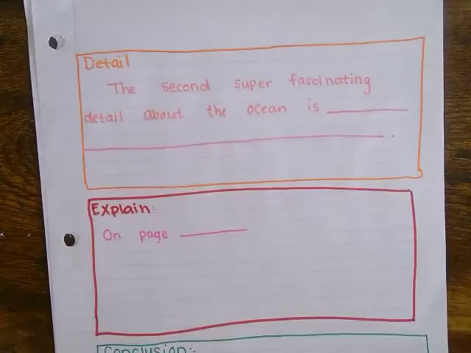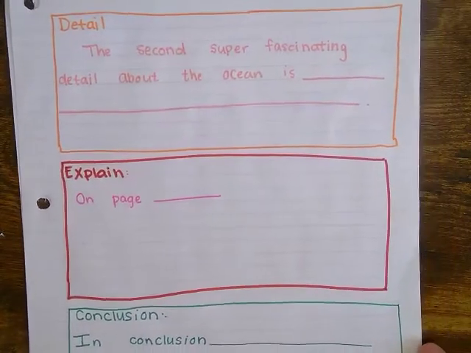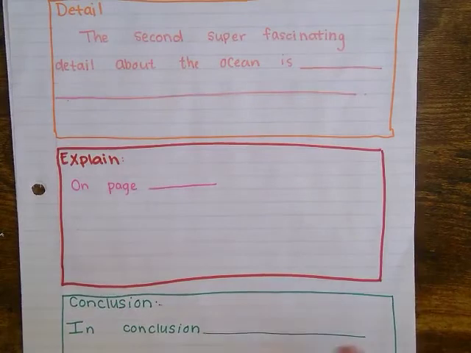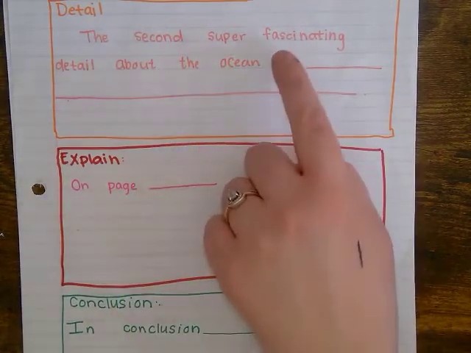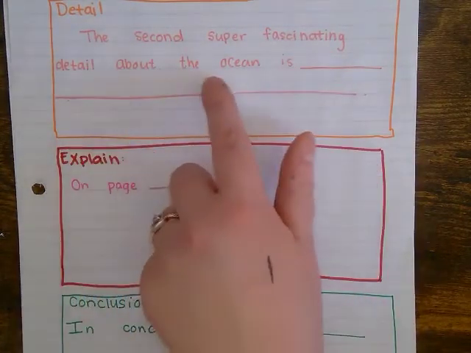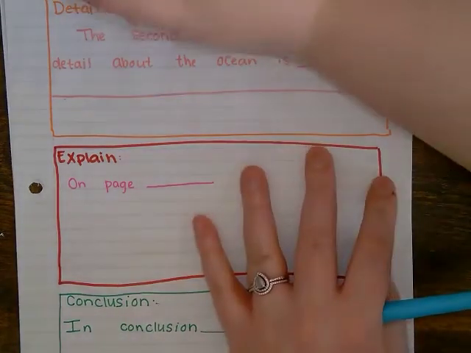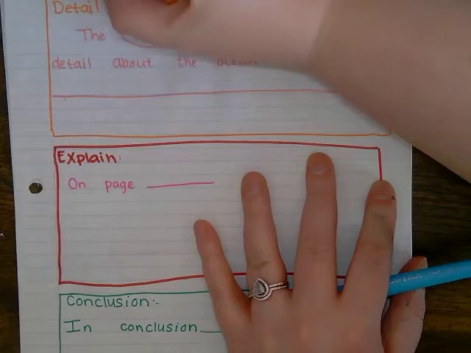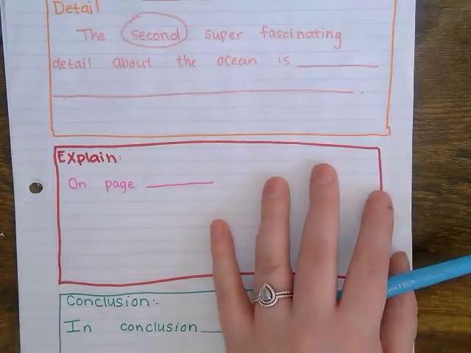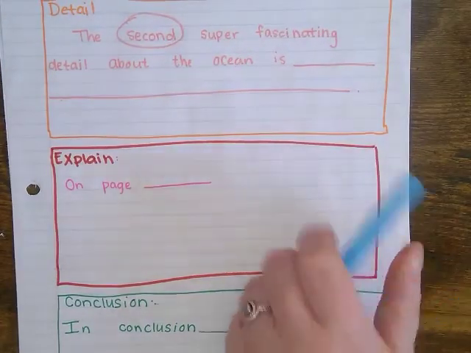And after that, we'll come up with our next detail. So I have another transition word here and kind of a vivid word as well. The second super fascinating detail about the ocean is, see if you can think, what is the transition word? What is the vivid word? Okay, so the transition word is second, and then the vivid word is super fascinating because it's telling me about the detail.